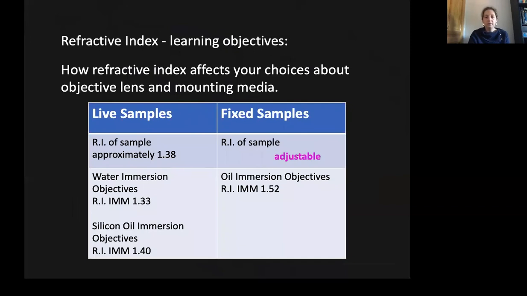Finally, I've discussed how refractive index affects your choices about the objective lens and mounting media you choose for your imaging experiment, on the basis that better matching of the refractive index of your sample to that of the objective immersion media reduces spherical aberrations in your imaging and so improves resolution and brightness at depth.